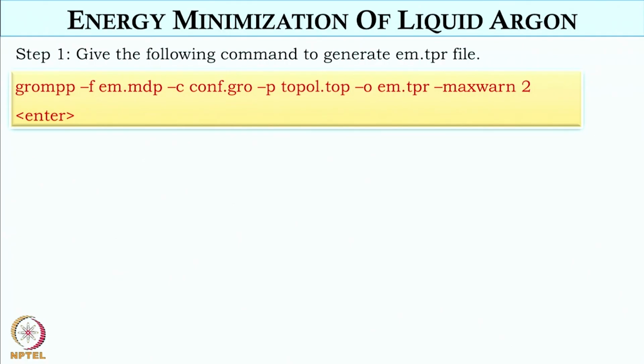So now, suppose instead of maxwarn 2, I give 5. Doesn't matter. Suppose I give 0. 0 it won't take, because if you give 0, then there is no point of giving the maxwarn command. Maxwarn is basically because sometimes while running a simulation we get warnings, and warnings you can ignore. We generally get 1 or 2 warnings, so that is why we give maxwarn 2. Suppose I don't give that command at all, then what will happen? It will still work, yeah, it will still work.